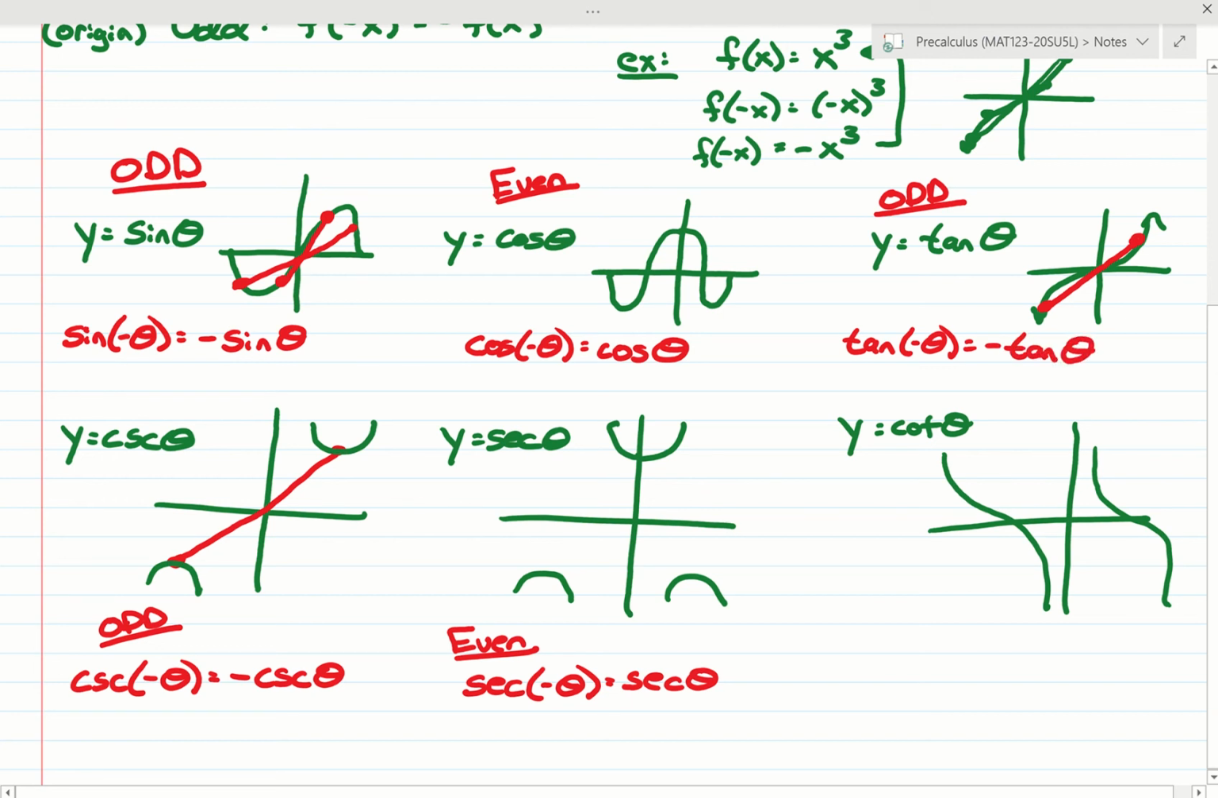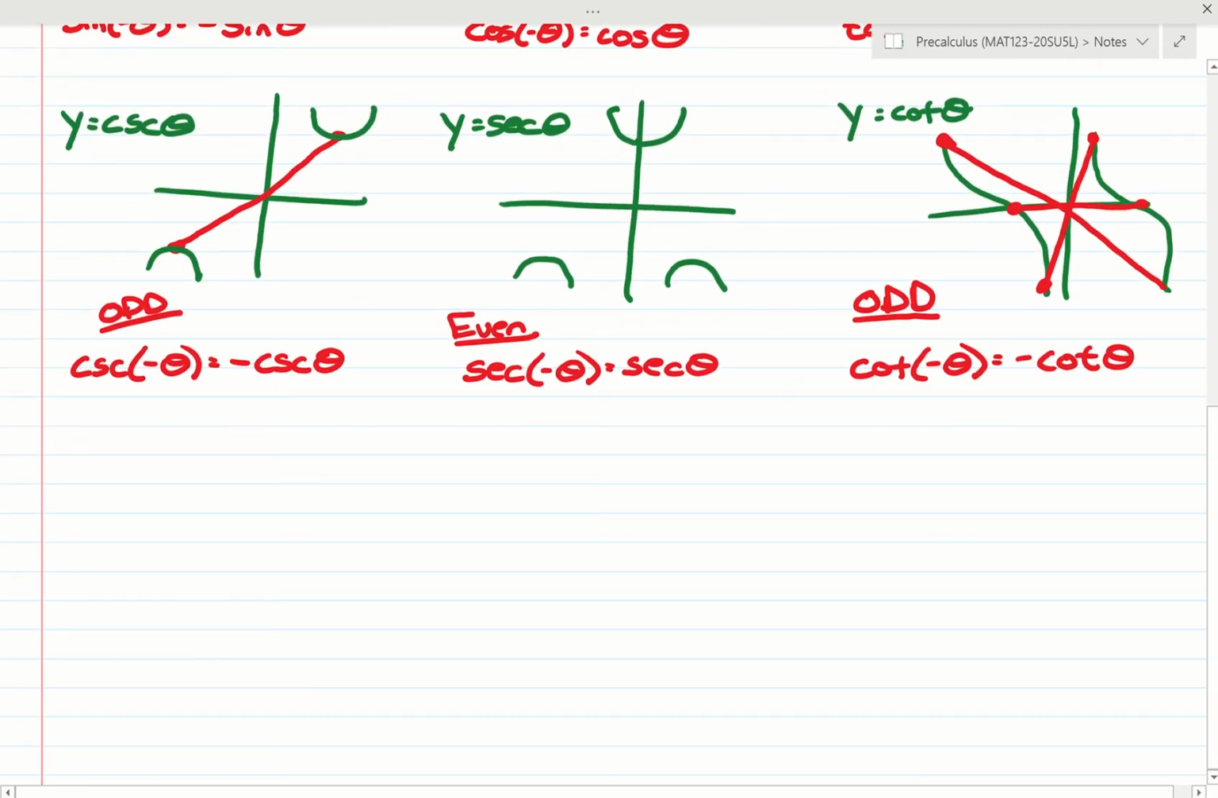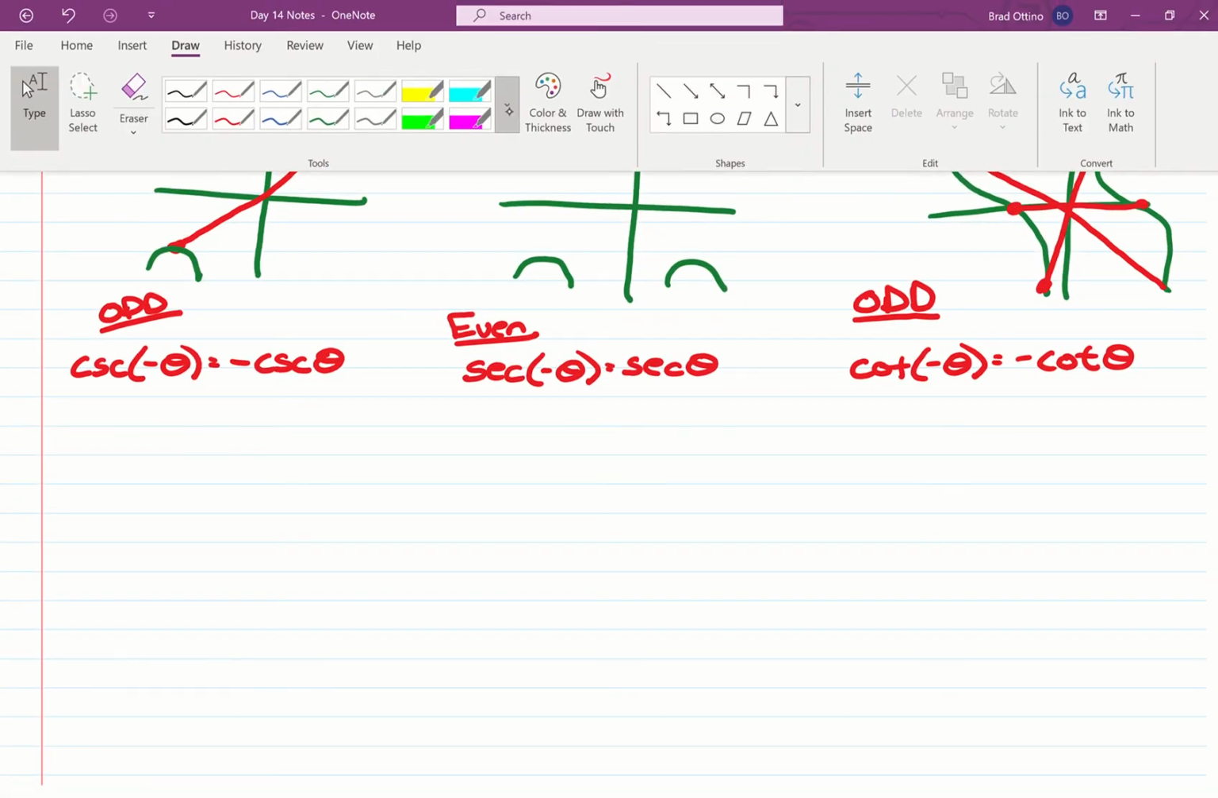And cotangent is a little bit tricky if you just look at it. But cotangent, if you take any of these points and you fold it over the origin, it does have a corresponding point on the other side. So cotangent is odd. So the cotangent of negative theta is equal to the opposite of the cotangent of theta. Those are some properties using symmetries.